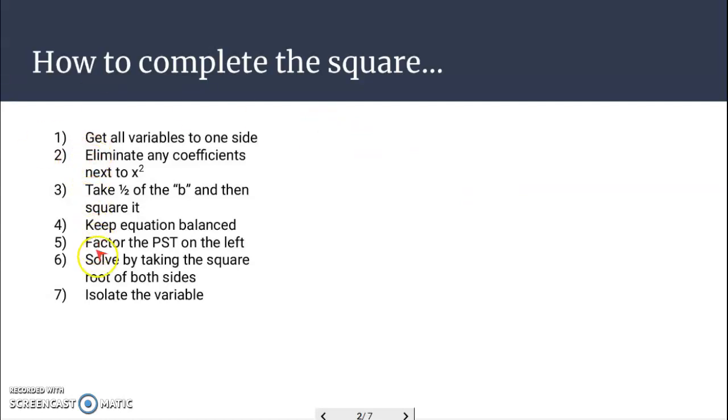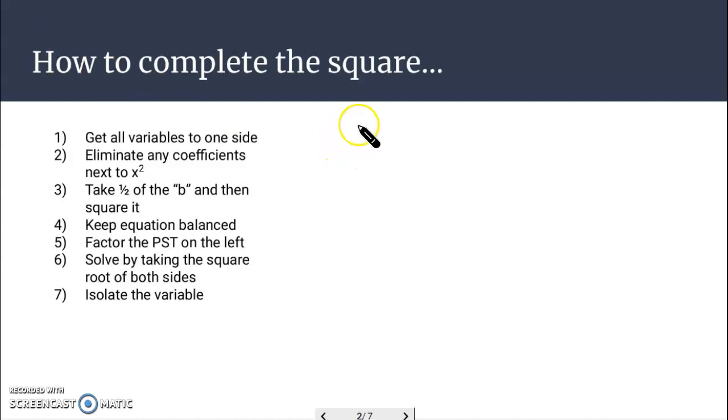These 7 steps take us through how to do it, and I'll do a quick example off to the side here. One, we'll go get all the variables to one side. We'll eliminate any coefficients next to x squared. And step 3 is actually completing the square part when we take half of the b number and then square it. Keep the equation balanced. Step 4, factor the perfect square trinomial on the left. Solve by taking the square root of both sides, and then we're going to isolate the variable.